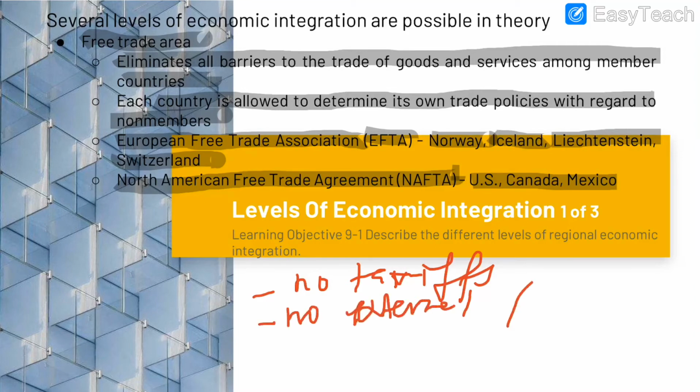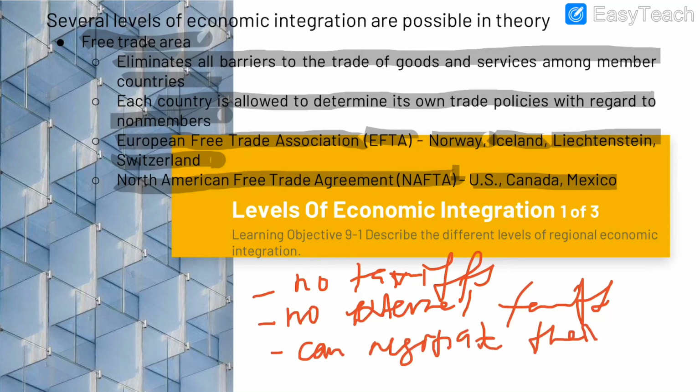They have no external tariff, and they can negotiate their own trade deals. Okay, so they have more freedom. They have more freedom. Okay, this is the free trade area.